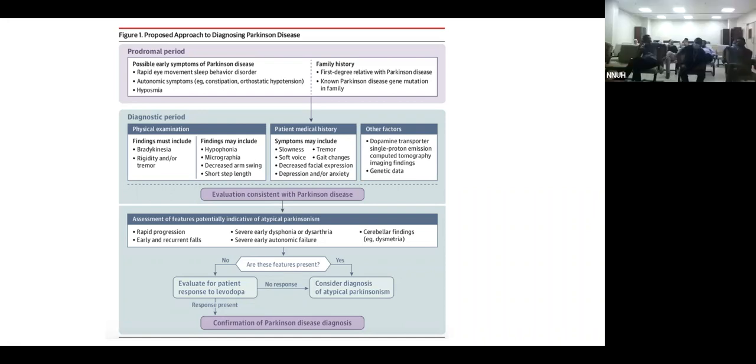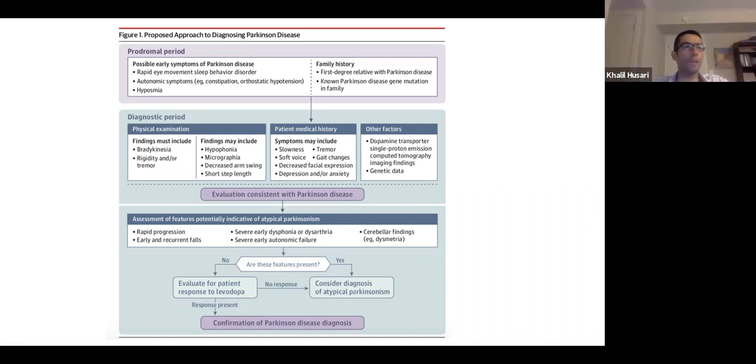So the symptoms, they will complain of slowness, tremor, gait changes, soft voice, decreased facial expressions, maybe depression or anxiety as well. And you can do, if you want, genetic testing and that scan. This is only in select cases, not in everyday cases.